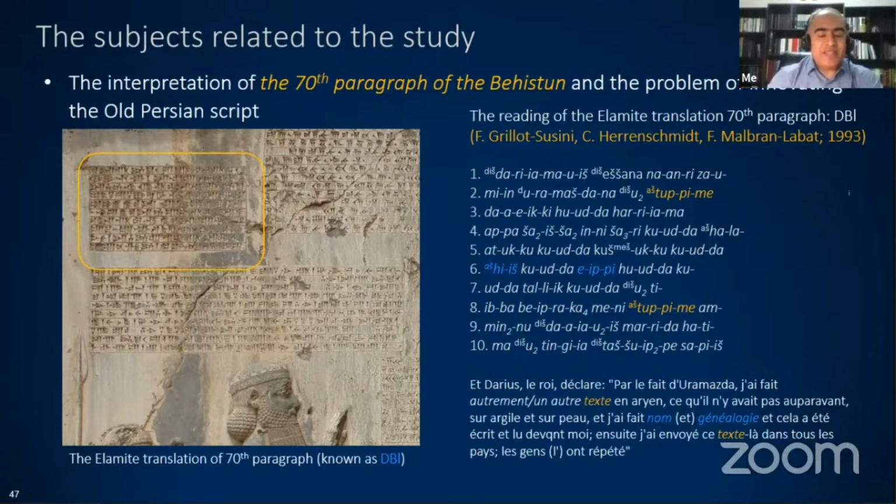In addition, as the interpretation of other key terms like hish, generally translated as name, and epi, probably meaning genealogy, are still unclear, there have been ambiguities in understanding the message that Darius is going to get across in the 70th paragraph.